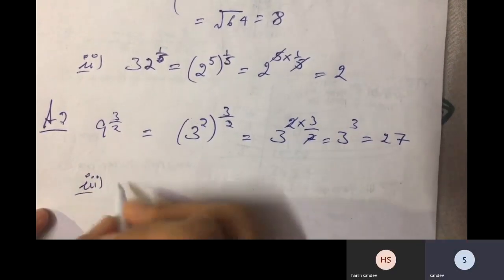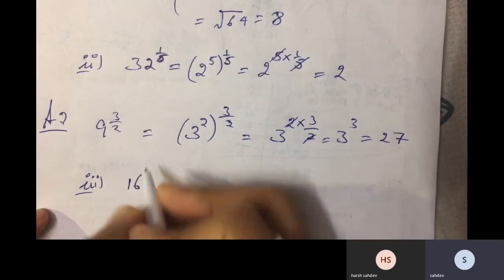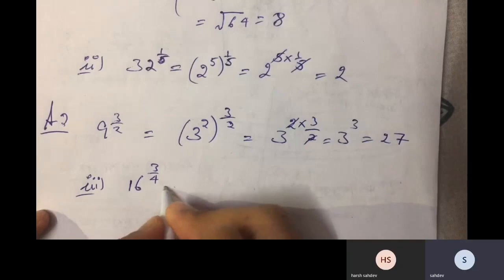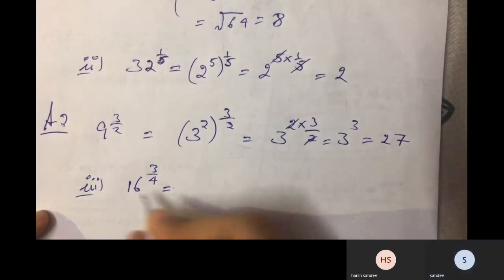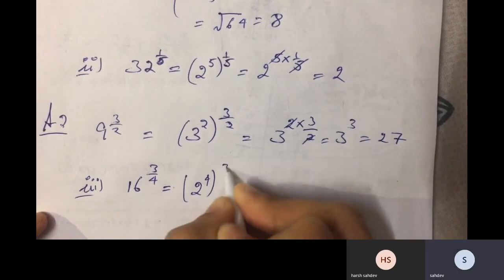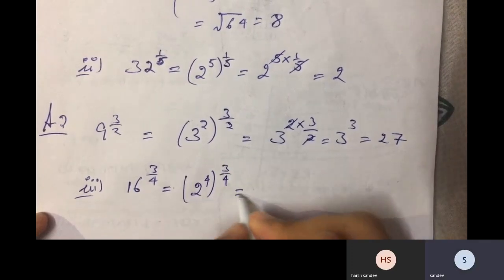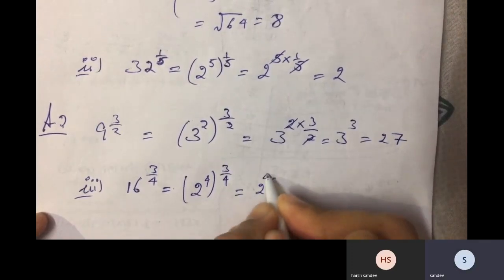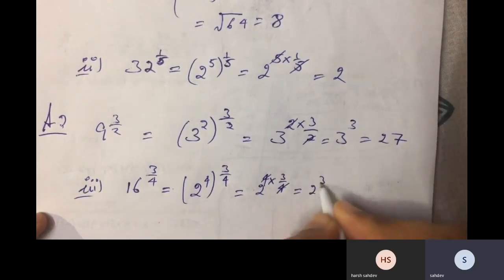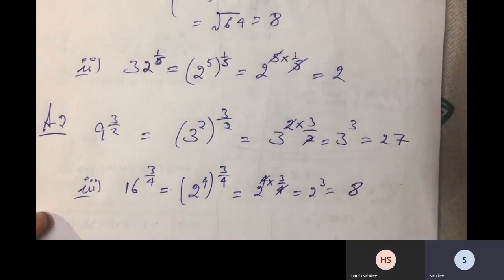One more out of this, let's say the third one from question number 2. This question is the same. Find the value of 16 raised to 3 by 4. Again 16 is 2 raised to power 4, all raised to power 3 by 4, that is 2 raised to 4 into 3 by 4. 4 and 4 cancel and the answer will be 2 raised to power 3, that is 8.